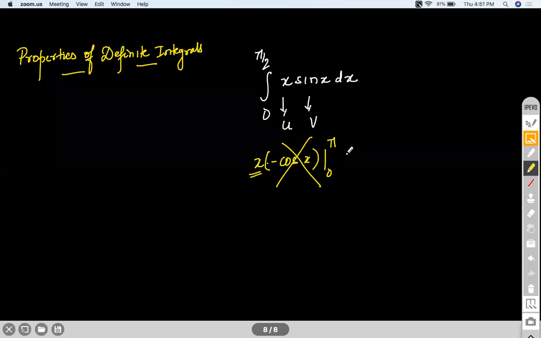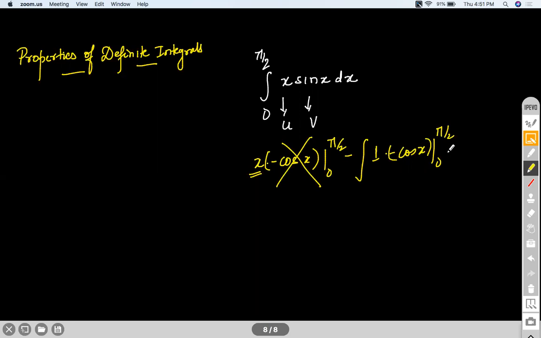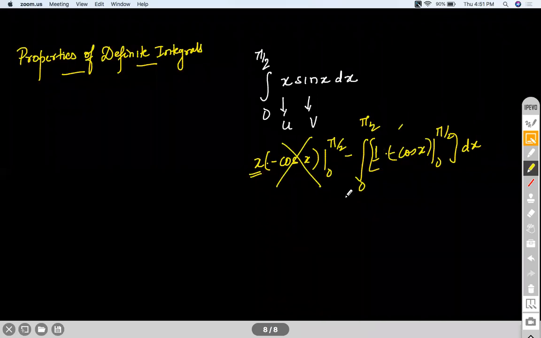The second mistake that they do is minus integral of derivative of this, that is going to be 1, again times integral of this, minus cos x. Again here they put the limits of integration. And whatever they get, they try to integrate it again from 0 to pi by 2. Please note that these operations are not acceptable. They are wrong operations.